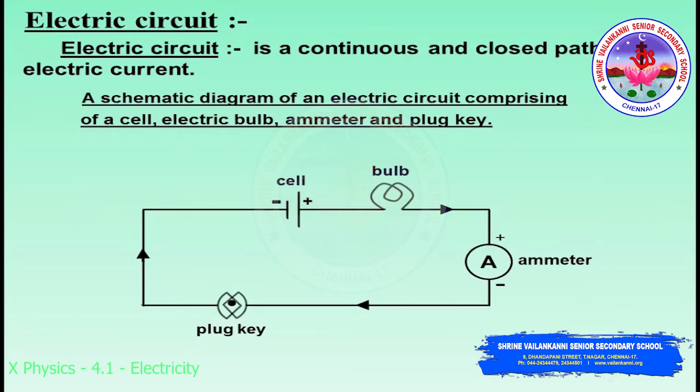An electric circuit is a continuous and closed path of an electric current. See the diagram, which consists of a cell, an electric bulb, an ammeter and a plug key. See the direction of current. It starts from negative and accumulates at the positive.